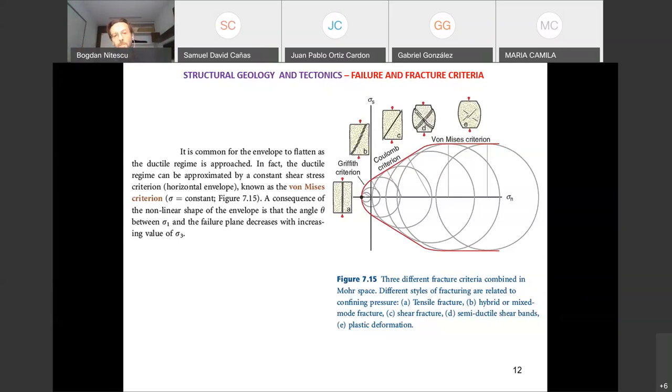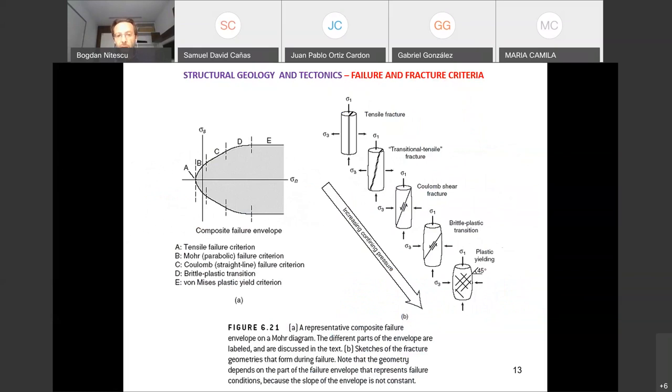That's the idea. All right, now the same thing, this is from the other textbook. It's the same. You see the same stages A, B, C, D, E explained. Here it does show Coulomb. It could be Coulomb or more, doesn't matter. It depends on the experiment. And here you can see what happens, as you go from tensile fracture to a transitional style to Coulomb shear fractures, brittle plastic transition, and plastic yielding. So that's the idea.